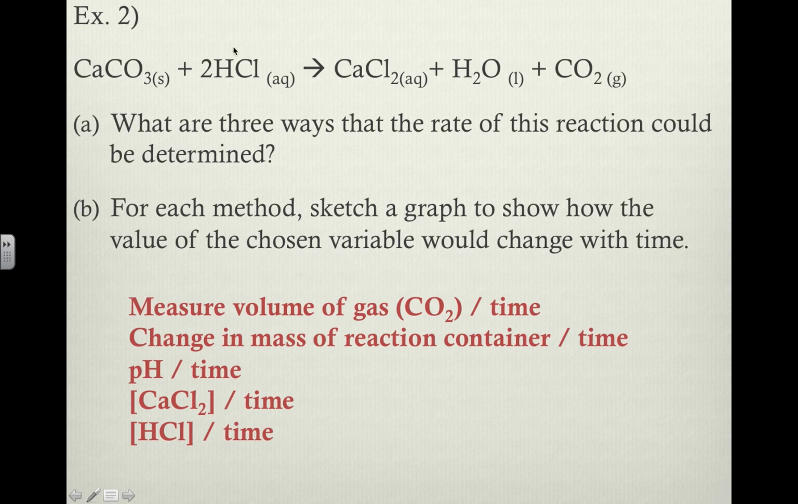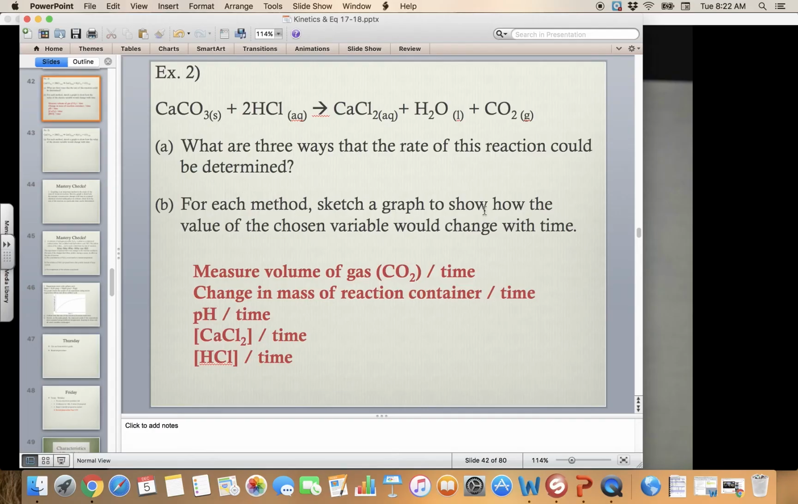We've got hydrochloric acid, so we could measure the pH of it. We could also just measure the concentration of the acid, so with a titration, but we'd have to have a way to stop it. Or this calcium chloride, if we had a way of titrating that, we could find the concentration of calcium chloride versus time. And it says, for each method, sketch a graph to show how the value of the chosen variable would change with time. So we're going to do that.